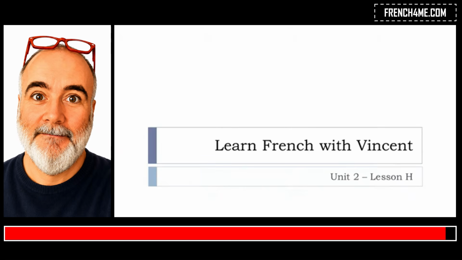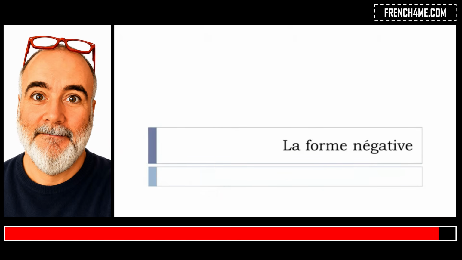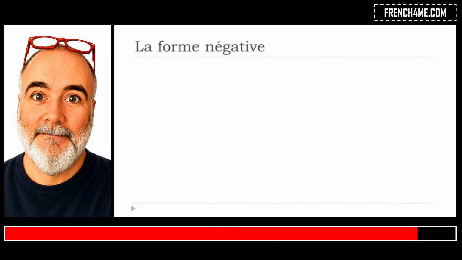And this is Unité 2, leçon H. And in this lesson, we'll discover la forme négative. So if you want to say that you are not doing something, that is the negative form in French. And the negative form in French is composed of two elements.